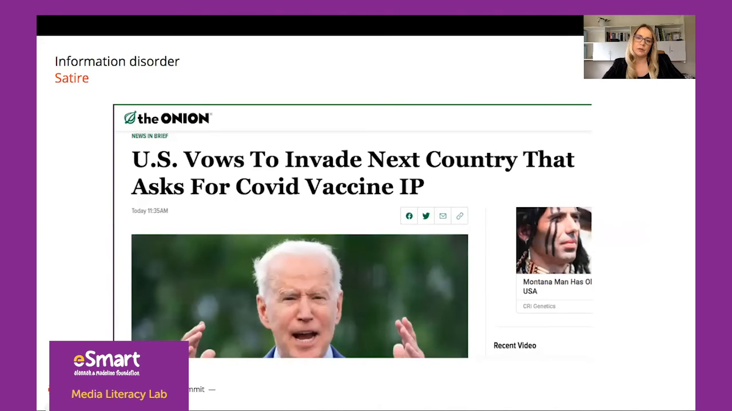It gets tricky too when you've got issues like this one, US vows to invade next country that asks for COVID vaccine IP.